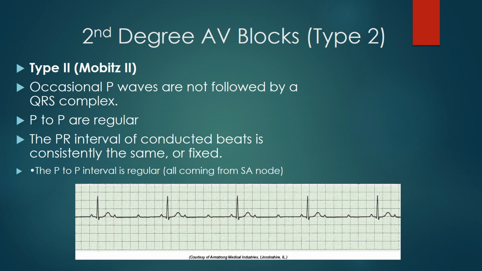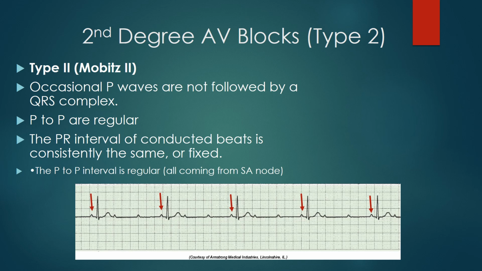And in the actual PR interval for conducted beats, for P waves that lead to a QRS, the PR interval is the same. So you can see where the red arrows are above. Those are called conducted beats. And the PR interval for those, all of them should be the same. All of those should match.